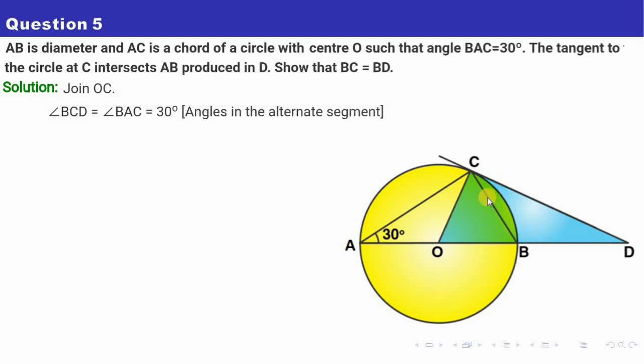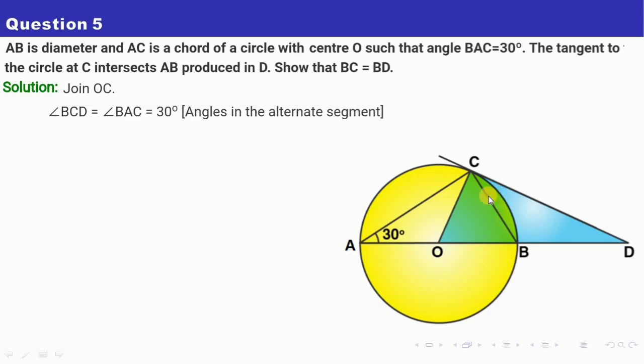That is, if we are able to show that this angle and this angle are equal, then we say that this is an isosceles triangle, and if this is an isosceles triangle, then BC and BD will automatically become equal to each other. All right, so let us first find how much is this angle.